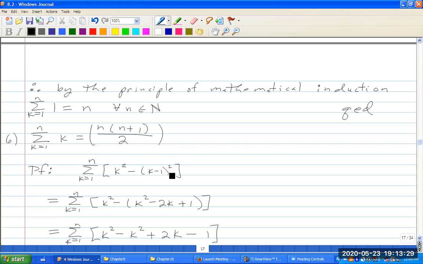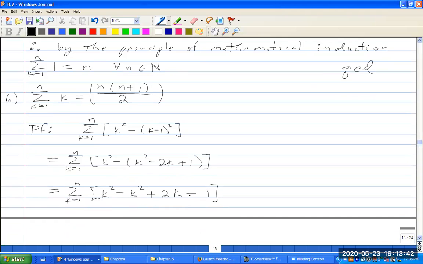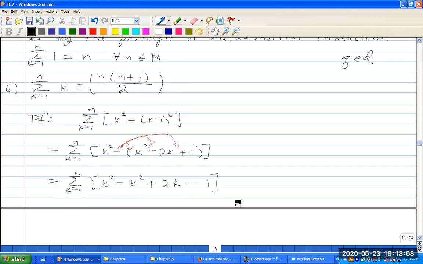well, let's use the special product formula, the perfect square trinomial formula. So this is k squared minus 2k plus 1. Now let's multiply the negative inside the parentheses. So I'll change all these signs. So I get minus k squared plus 2k minus 1. The k squares cancel. So you just get the sum of 2k minus 1.